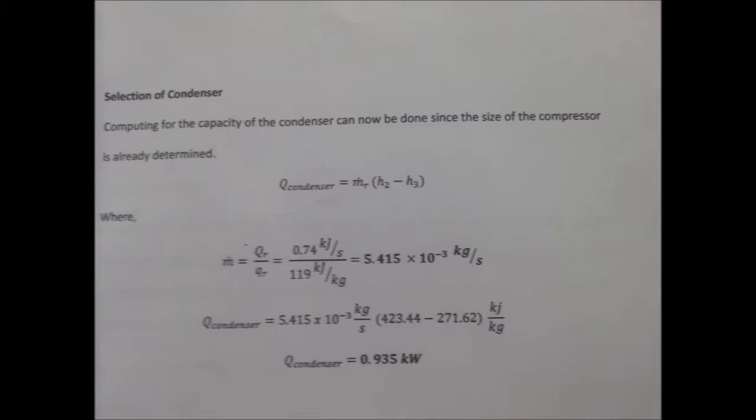Computing for the capacity of the condenser can now be done since the size of the compressor is already determined. So this is the formula. And now the capacity of the condenser is equal to 0.935 kilowatts.